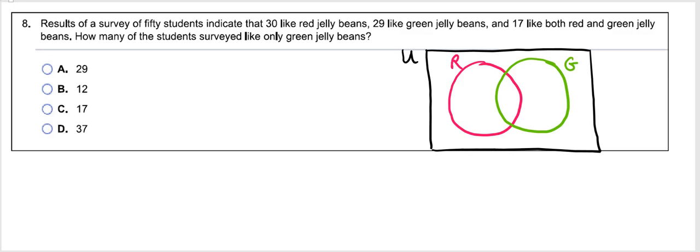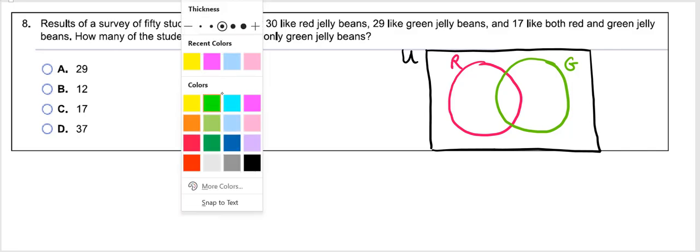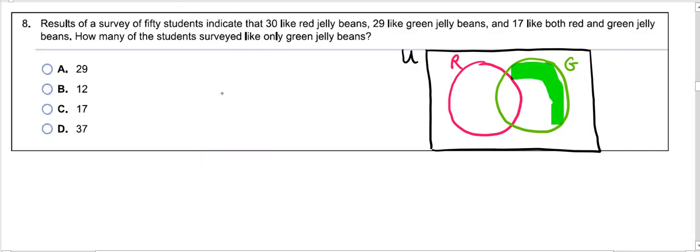Number 8. Results of a survey of 50 students indicate that 30 like red jelly beans, 29 like green jelly beans, and 17 like both red and green jelly beans. How many of the students surveyed like only green jelly beans? So only green is going to be out here. Only green. That's what we're looking for.